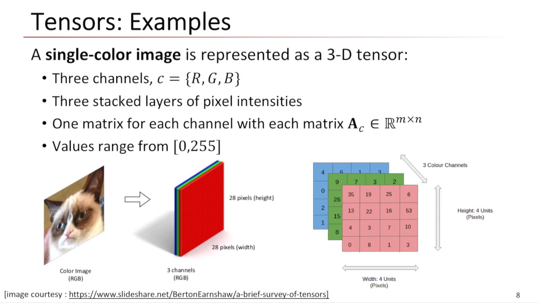A representative example of the tensor is the color image. Generally, a single color image is represented as a 3D tensor. Let's see the example here. This is a color image. As you can see here, a color image consists of 3 channels, let's say red, green, blue, something like that. In the image, each channel is a matrix with a size of n by n.